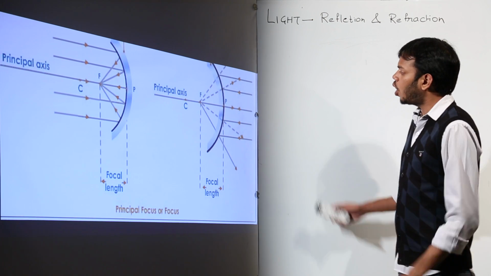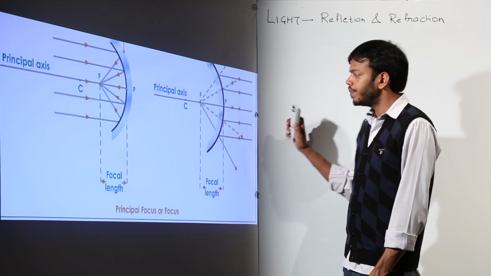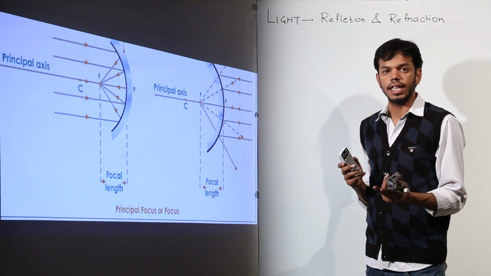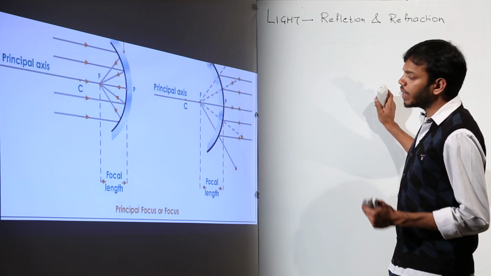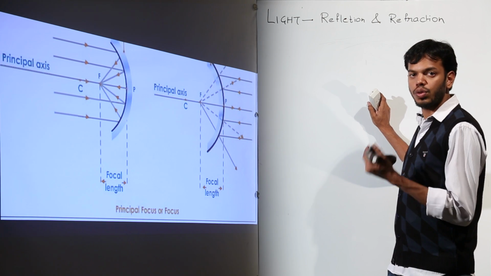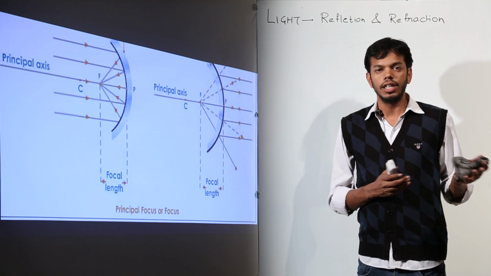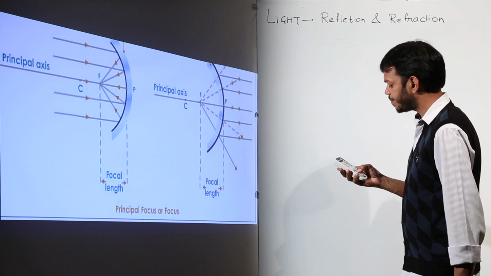Whereas in this one, all the rays which are coming from infinity are also passing through the focus, but imaginarily, right? So that is also forming a point image, but a virtual image, and this time all the rays are diverted. So this is called a diverging mirror.